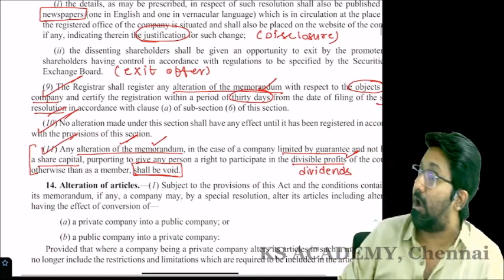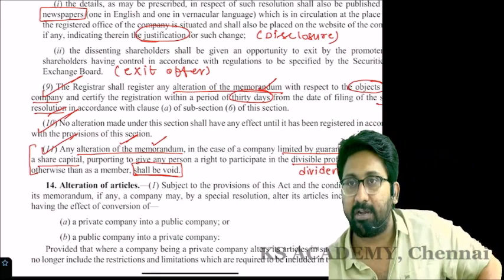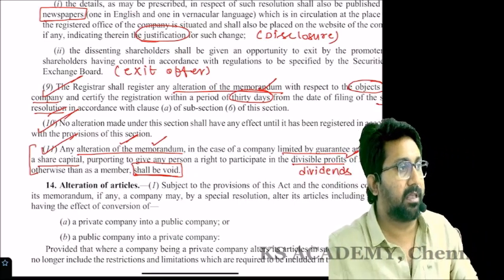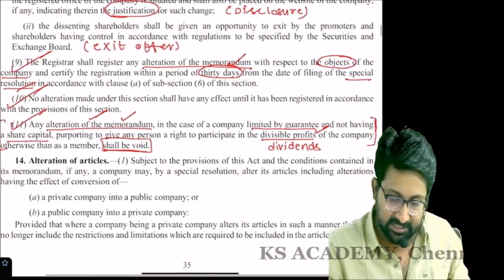Very important, sir. Not yet tested in exam. If you want, you can test the question. Two marks questions like that can come. If I were to give a chance in exam, I will ask that question.